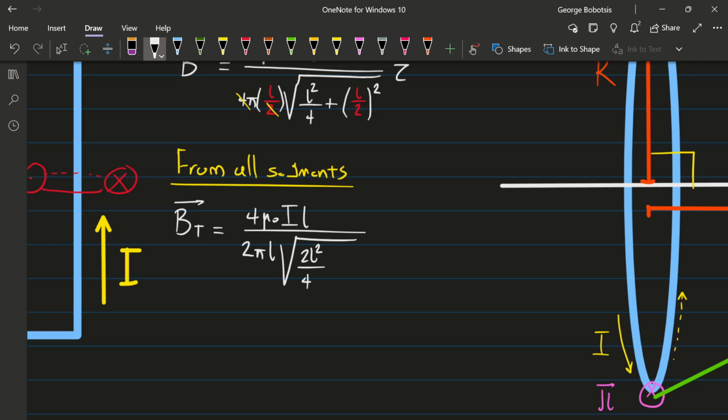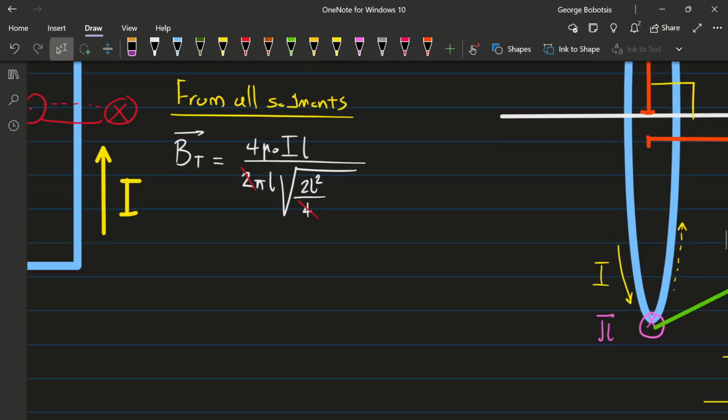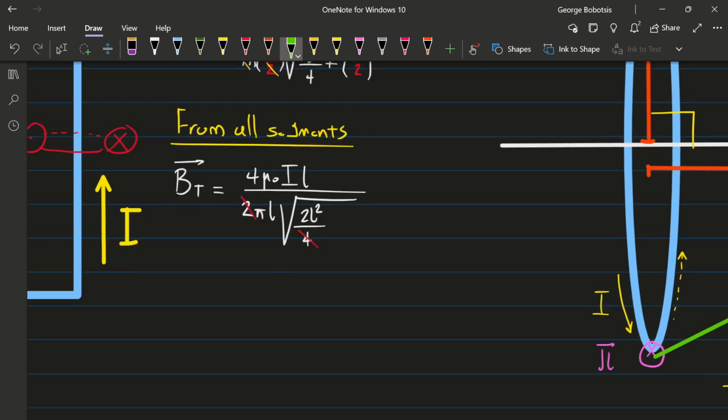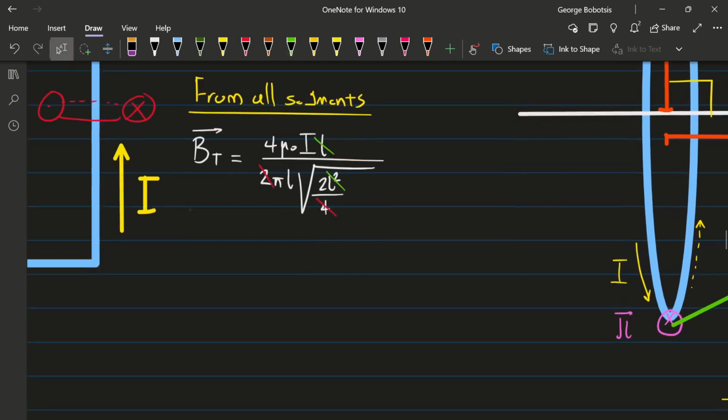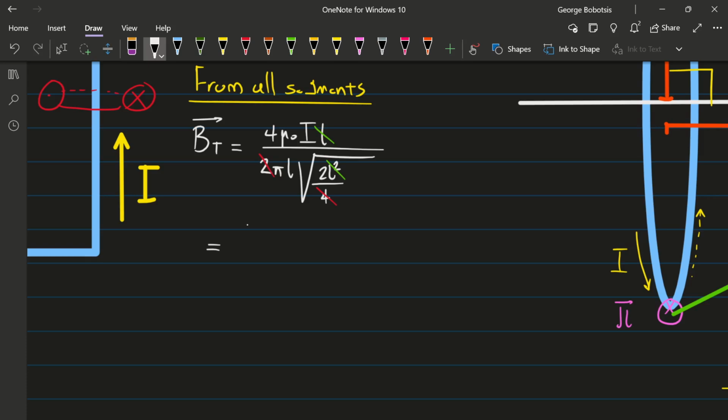And that can give you, if you push it a little bit more, that can cancel this 2. And that can cancel this L completely. Actually, yeah, you can cancel this L completely there. And then what do you got left? 4 mu naught I divided by, let's see, we said the 2 cancels. You have a root 2 at the bottom, a pi, an L, and then nothing else. Really, no, everything else is gone.